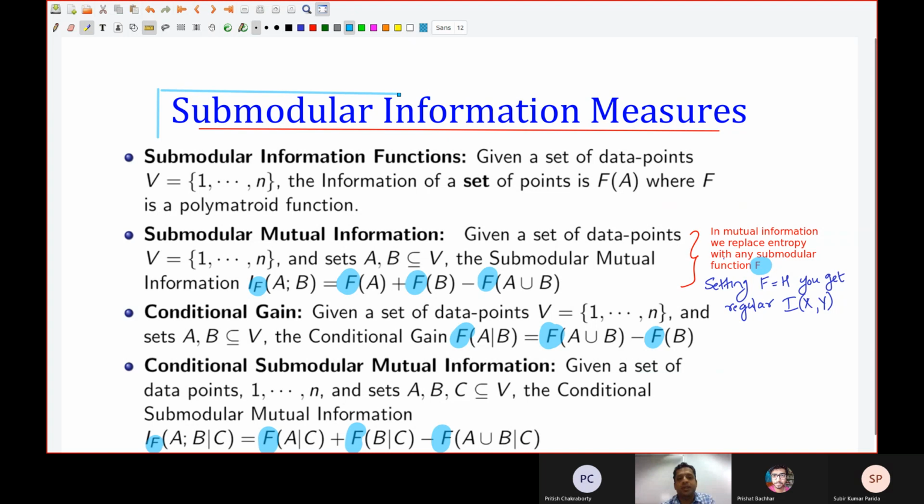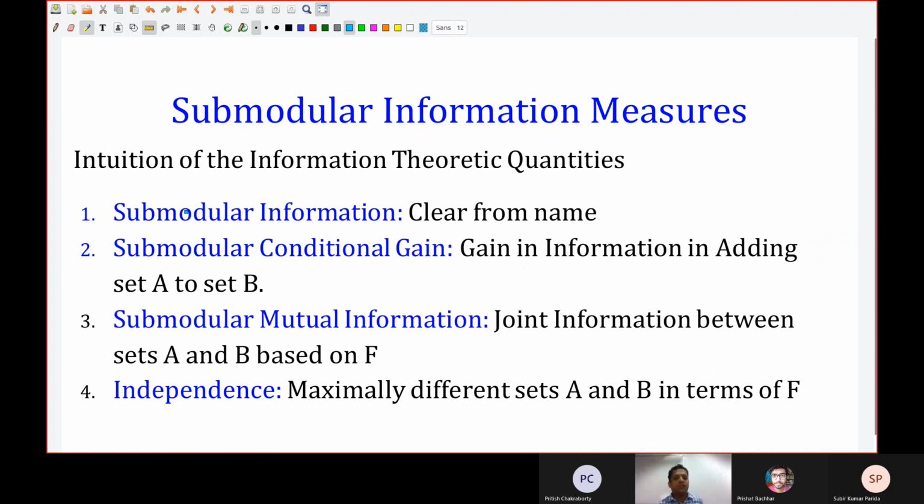So this is what we mean by submodular mutual information. Just replace entropy with a submodular function, and that gives you submodular information functions, including mutual information. The notion is clear from the name. For submodular conditional gain, there's a gain in information when you add set A to set B. Mutual information is a joint information between sets A and B based on F. And we'll see for each of those functions, like set cover and representation, what each of these means. We'll see some samples.